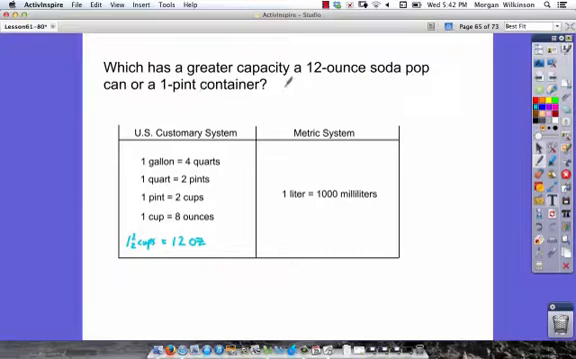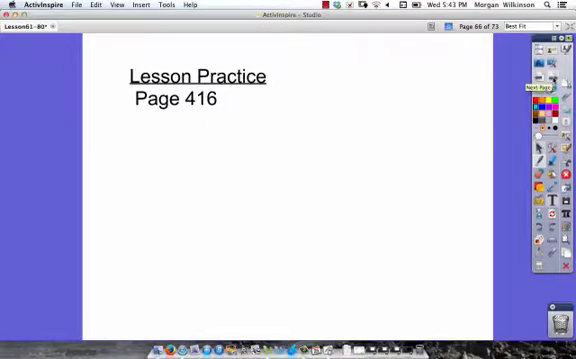Now, it says, does that have a greater capacity than a 1 pint container? Well, a 1 pint container is 2 cups, and 12 ounces is 1 1/2 cups. So a 1 pint container must have a much greater capacity than a 12-ounce soda pop can. Let's move on to our next example. Our next example is going to be with lesson practice, page 416. Make sure you've got your notes completed, and I'll see you during our next class.